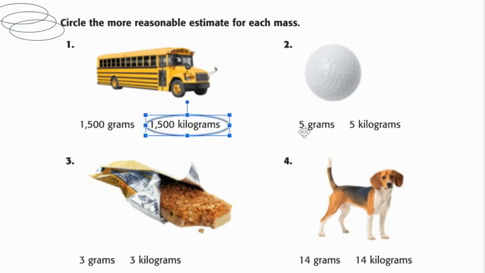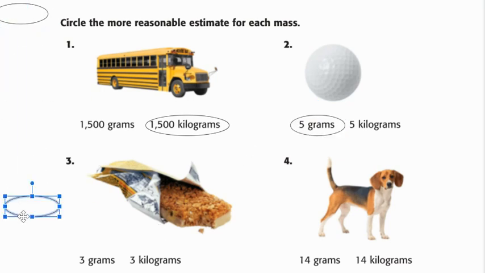Now, a golf ball, 5 grams or 5 kilograms. If you've ever held a golf ball or watched golf, balls are very light. Otherwise, they wouldn't go as far. So it's 5 grams. A granola bar, smaller object. So I'm going to use the smaller measurement, 3 grams.